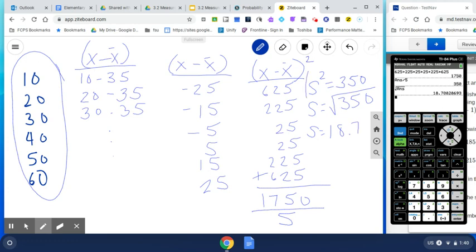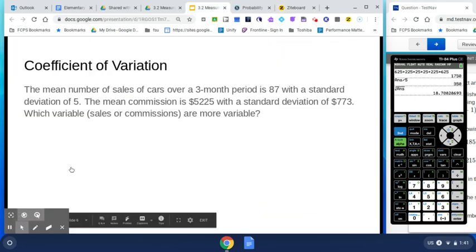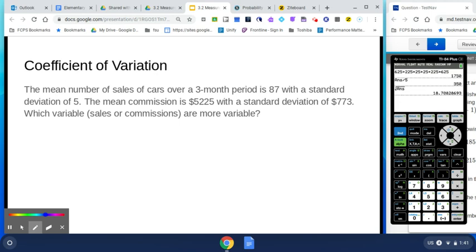So here's my variance. My variance is 350, and my standard deviation is 18.7. So on average, these values are going to vary from the mean 18.7 months. Now let's take a look at an example of coefficient of variation. So again, coefficient of variation is only going to be used when you're comparing two different variables, their variability.